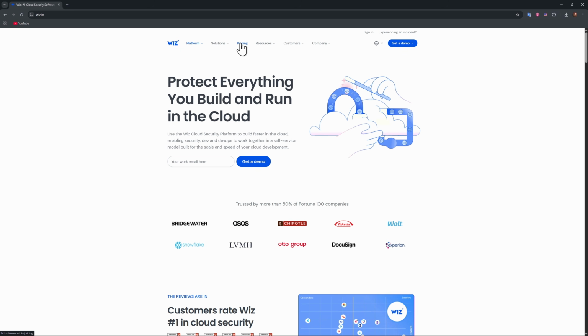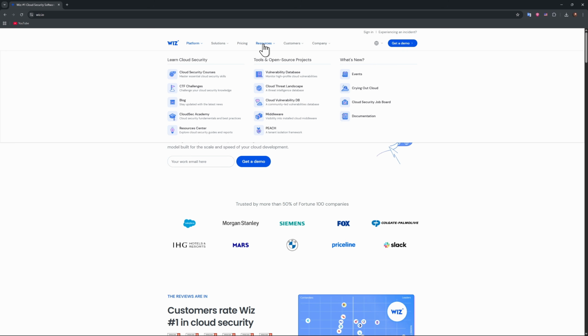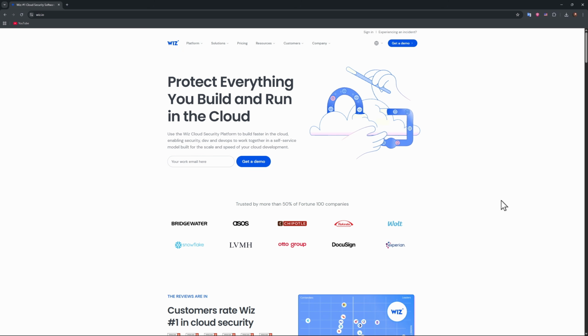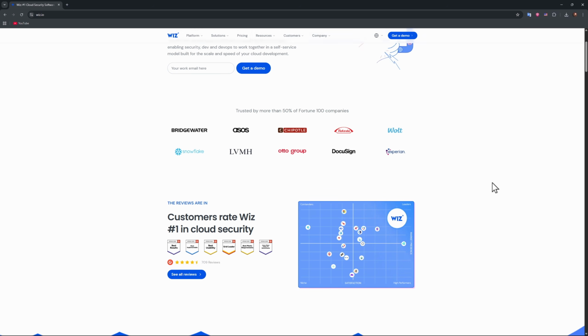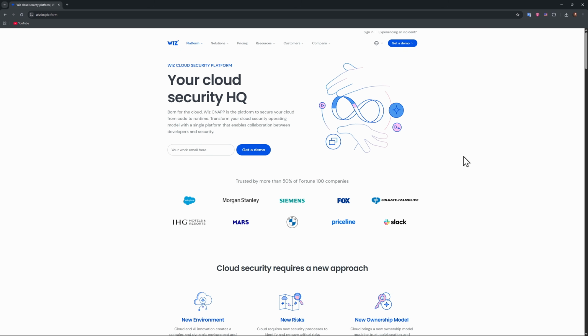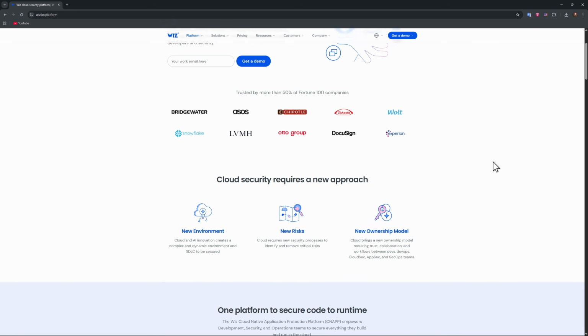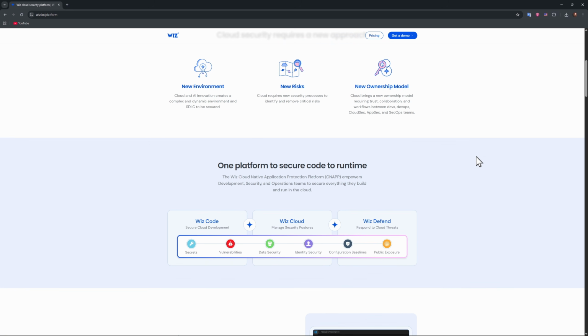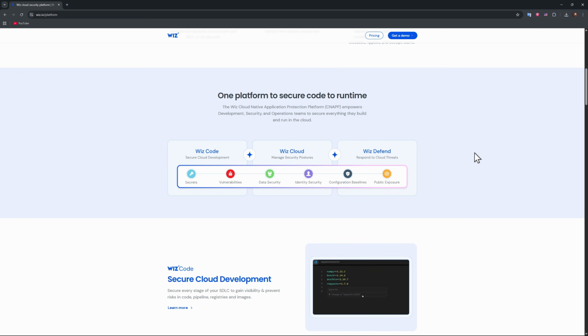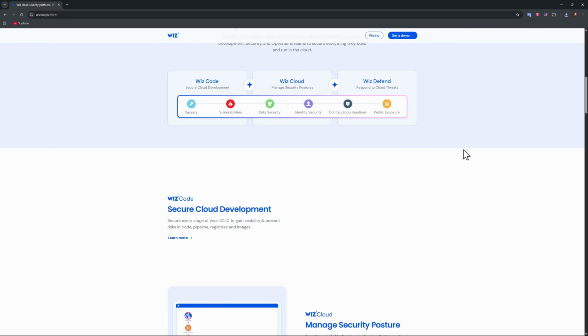Wiz connects through cloud providers' APIs, scans for misconfigurations, vulnerabilities, identity risks, and even security exposures, all without installing agents. One of Wiz's biggest strengths is its security graph. Instead of showing you hundreds of alerts, it connects the dots between risks. For example, a vulnerable virtual machine that's exposed to the internet and has excessive identity permissions. This helps teams prioritize what actually matters instead of drowning in noise.